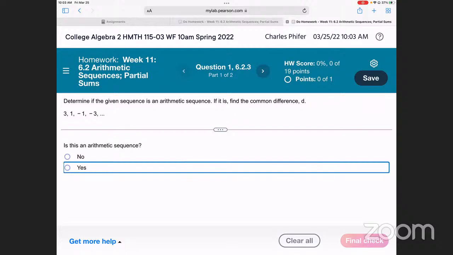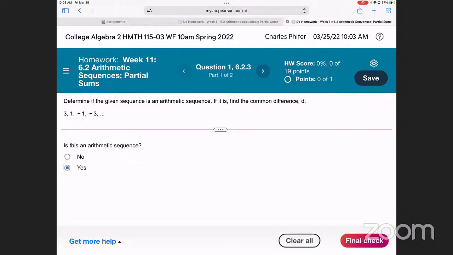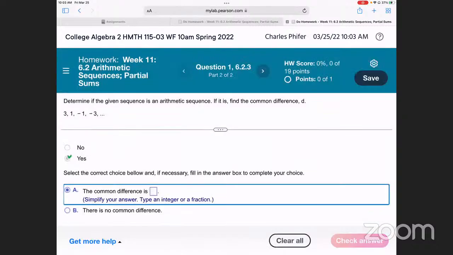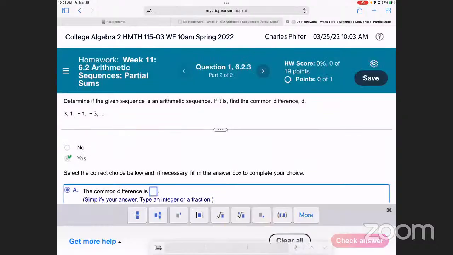So if we look at the first term is 3 and the second one is 1, it looks like if it's arithmetic, then we've added -2, because 3 plus -2 is 1, plus -2 is negative 1. Every time we're adding -2. So is this arithmetic? We're going to say yes. And the common difference is going to be -2, because that's what we're adding each time.